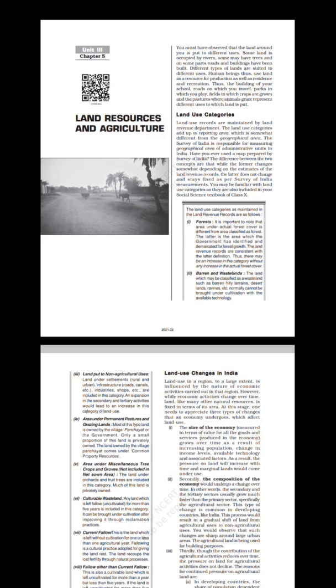Thus, the building of your school, roads on which you travel, parks in which you play, fields in which crops are grown, and the pastures where animals graze represent different uses to which land is put.